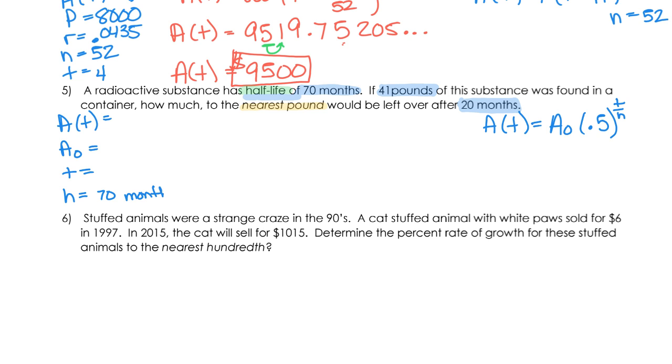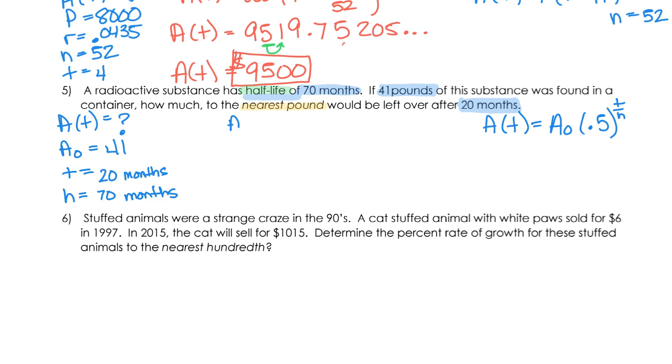I like to put the label there so that we can double check that our time periods are in the same units. Okay? It says 41 pounds of the substance was found. So that's our initial amount, 41 pounds. Okay? And how much would be left over 20 months. So 20 months is our time. And 70 months is our half-life time, okay? And we're trying to figure out our final amount of the substance.